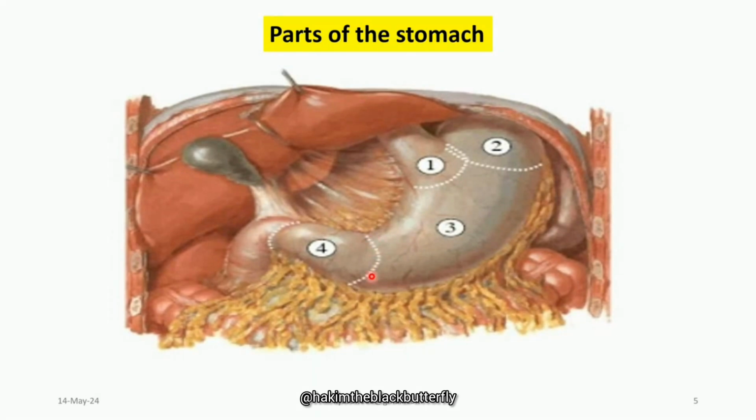Where this angulation is, that's where the body is going to stop. The body, or the corpus, is this part that is labeled number 3. And then the whole remaining portion of the stomach, this is the pyloric region of the stomach.